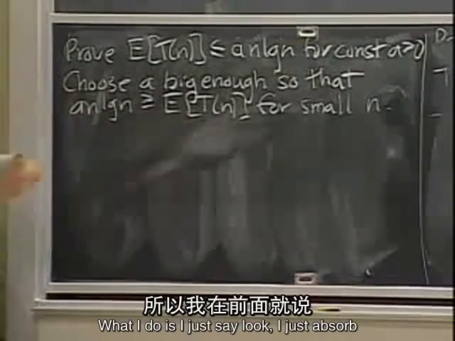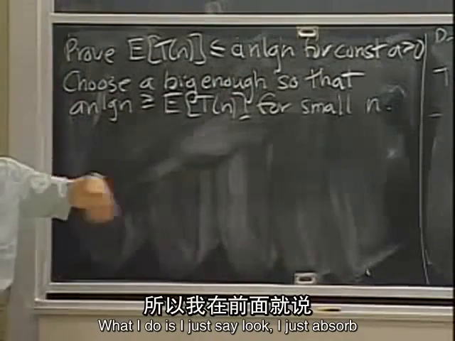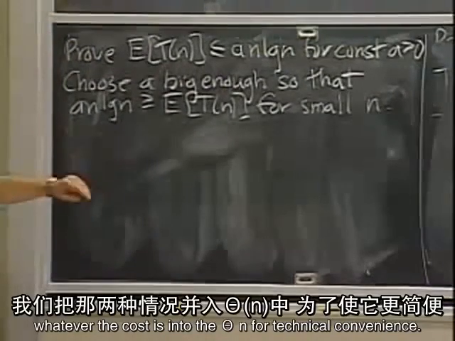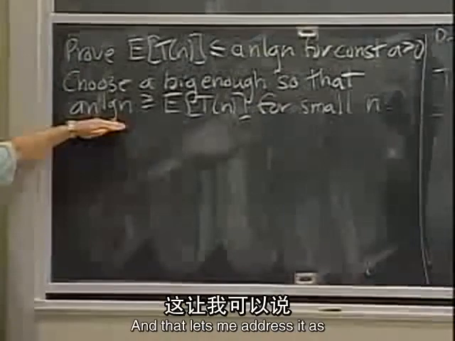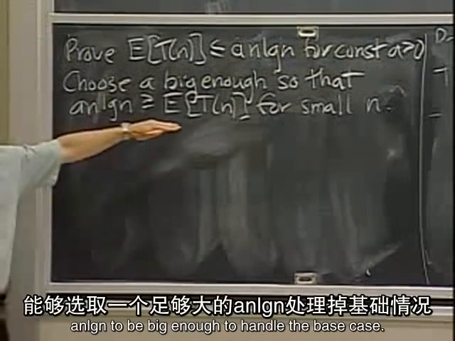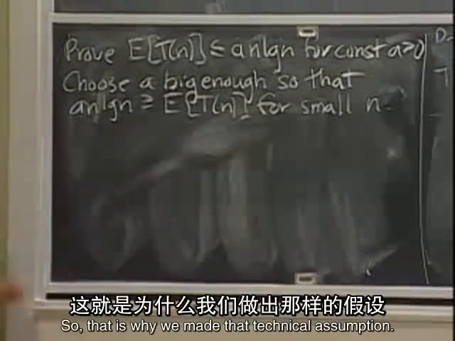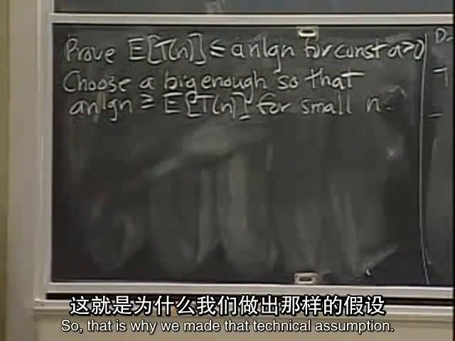So what I do is I just say, look, those aren't part of my, I just absorb whatever the cost is into the theta n for technical convenience, and that lets me address it as a n log n to be big enough to handle the base case. Okay? So that's why we made that technical assumption.